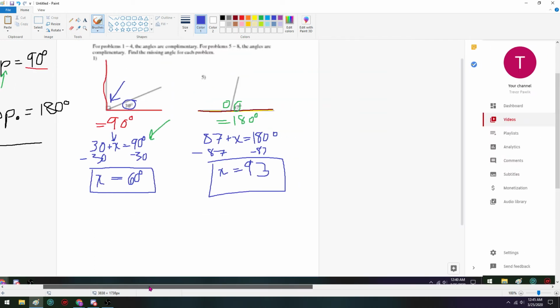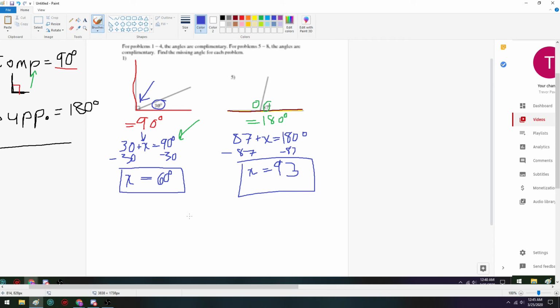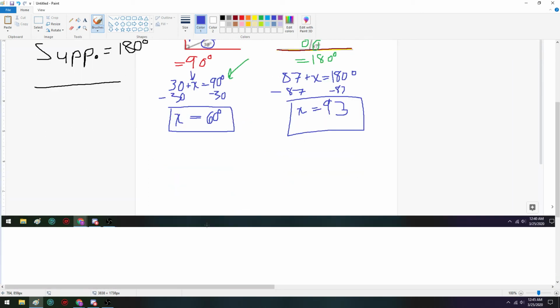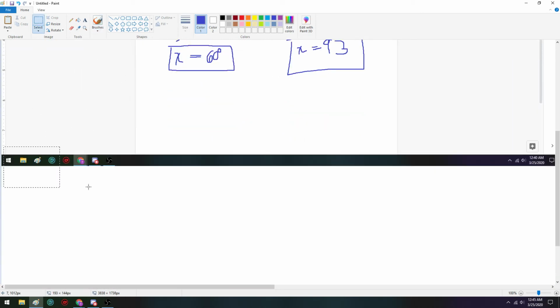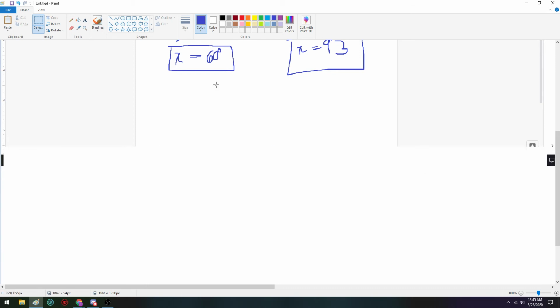Some other practice problems we could do. I'll make some more up for us right now. Let's get rid of this bottom bar. Let's say you have another supplementary angle. We're given 120 degrees on this side. What would be the missing angle here?